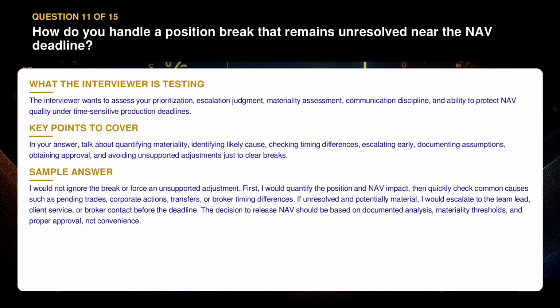I would not ignore the break or force an unsupported adjustment. First, I would quantify the position and NAV impact, then quickly check common causes such as pending trades, corporate actions, transfers, or broker timing differences. If unresolved and potentially material, I would escalate to the team lead, client service, or broker contact before the deadline. The decision to release NAV should be based on documented analysis, materiality thresholds, and proper approval.